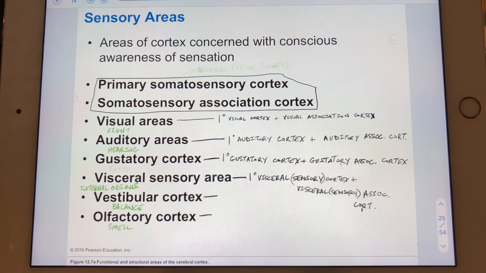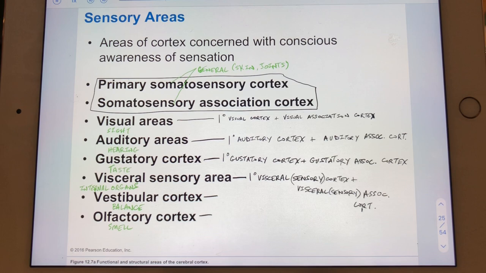And then somatosensory. General sensory receptors. Okay, so I'm thinking skin. I'm thinking joints. This is stuff we talked about in conjunction with chapter 5. Okay, did you figure out what gustatory was yet? Oh yeah, taste, good. Okay.